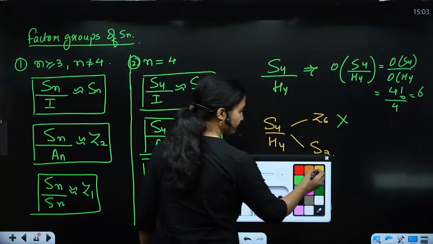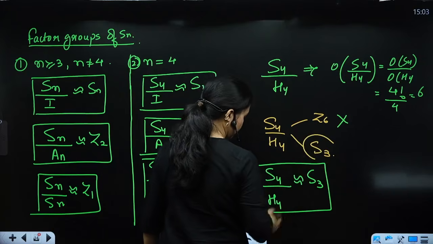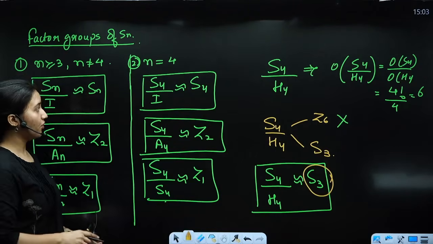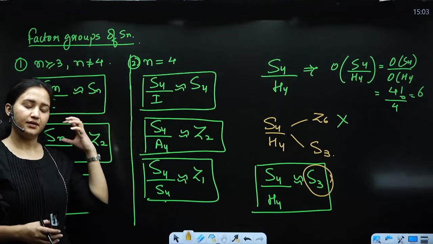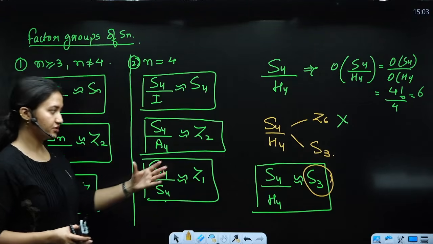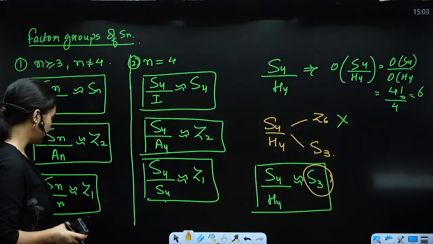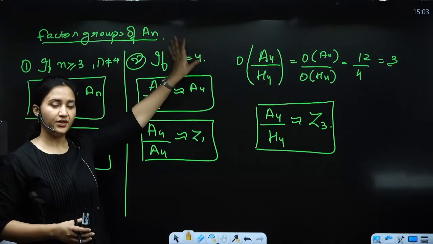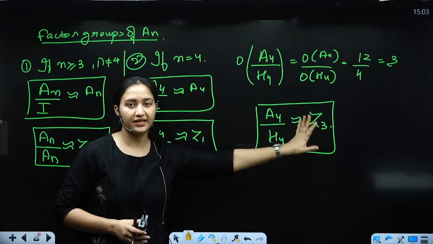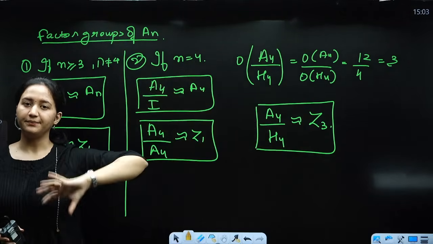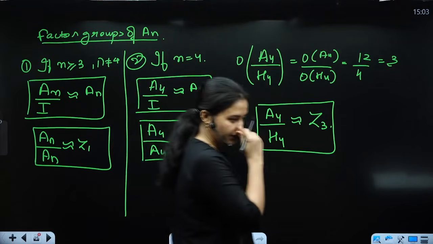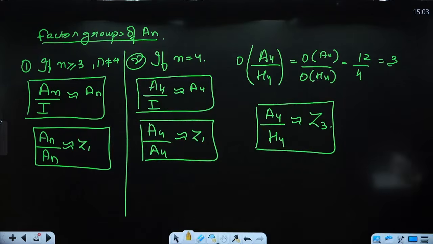is that there is a factor group inside or generated by S4 and H4, which is isomorphic to S3, right? And there exists a factor group inside or generated by A4, which is isomorphic to Z3. The very important results, okay? These examples can be very useful for you to quote. Yeah. Now let me see if we are left with any other examples or we can proceed to the next topic.